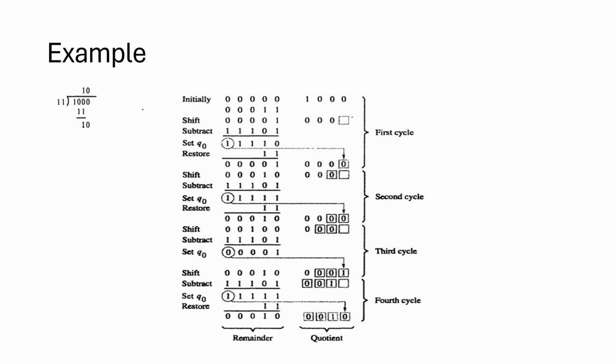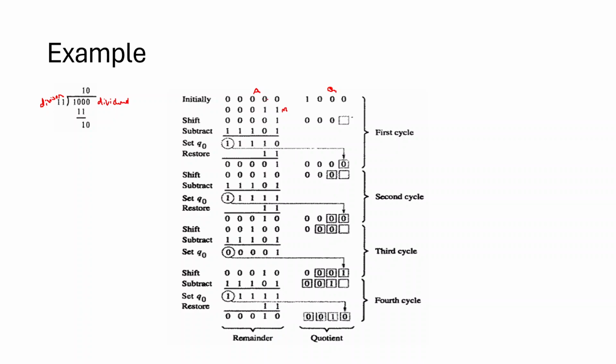Now consider this example. This is the dividend, and this is the divisor. Then we need to perform the division operation. Initially, you need to have register A as 0. Then you need to store the dividend value in register Q, and store the divisor in register M.